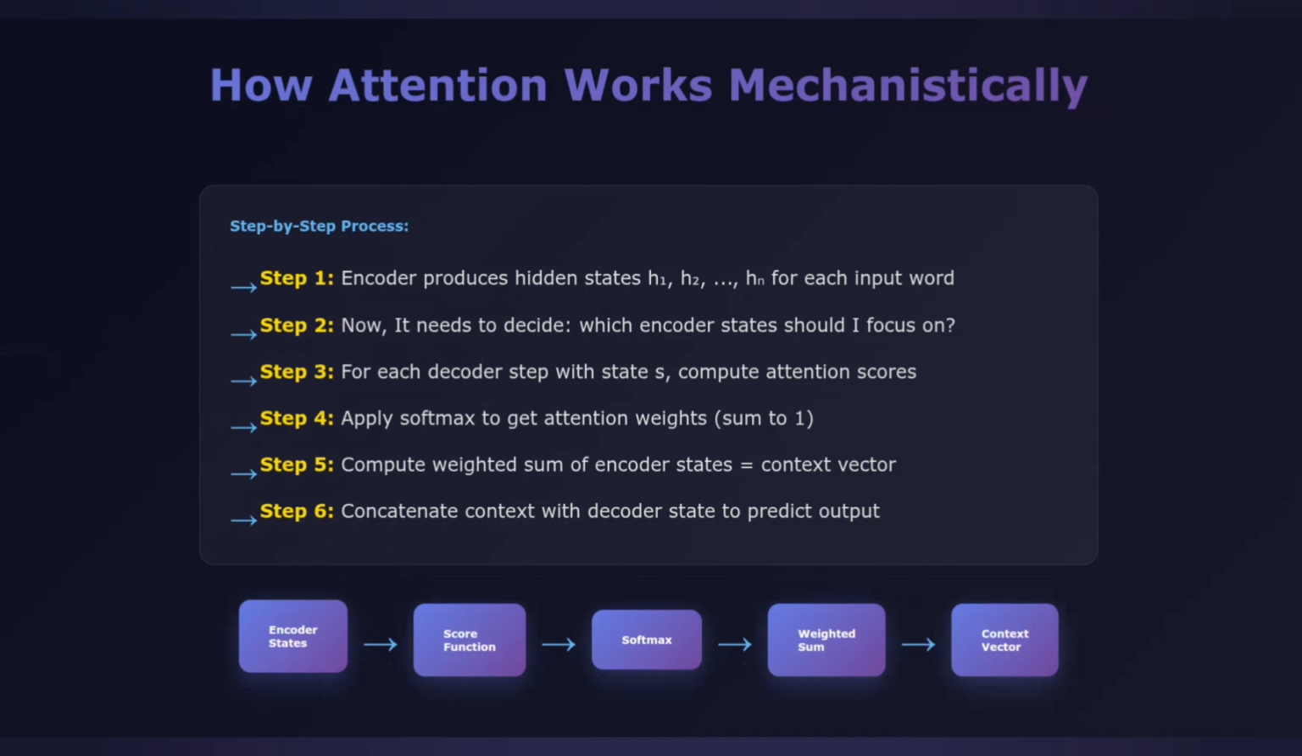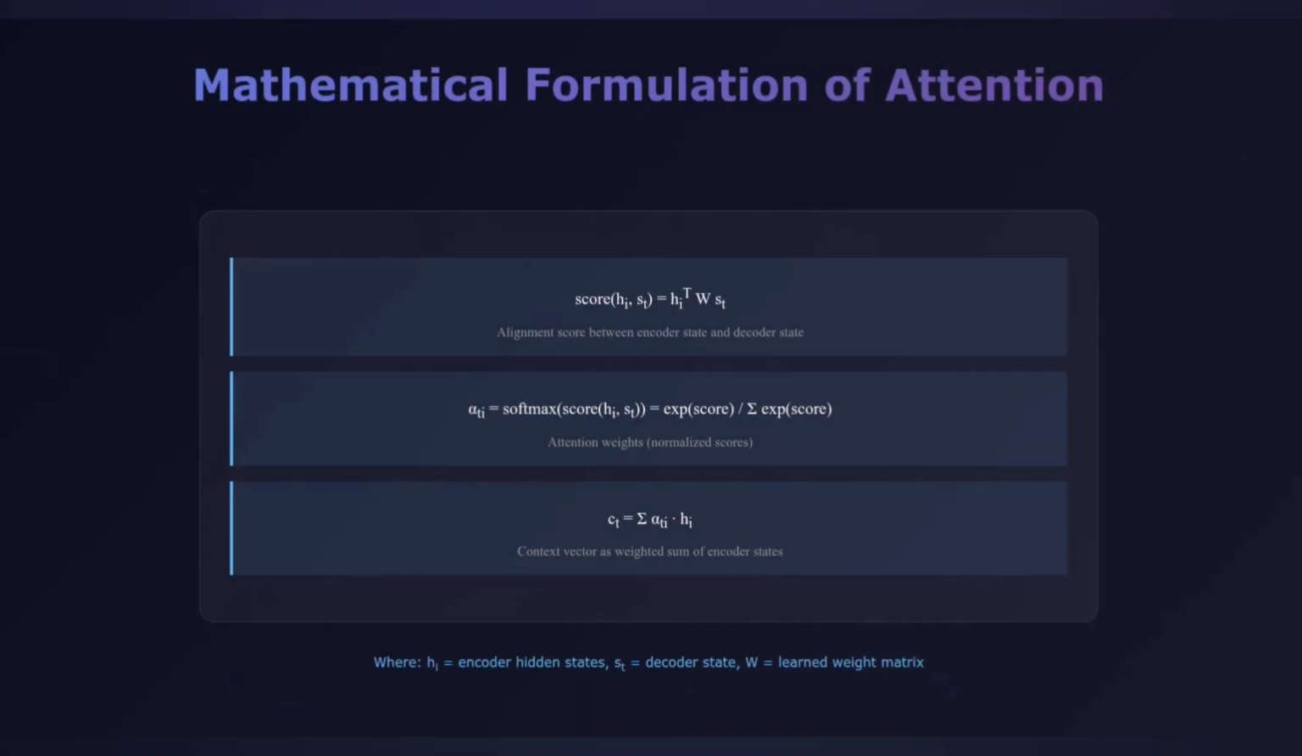Encoder states to score function to softmax to weighted sum to context vector to output prediction. And this happens for every single word we generate. Now, I know some of you love the math, so let's formalize this. First, we need a scoring function.